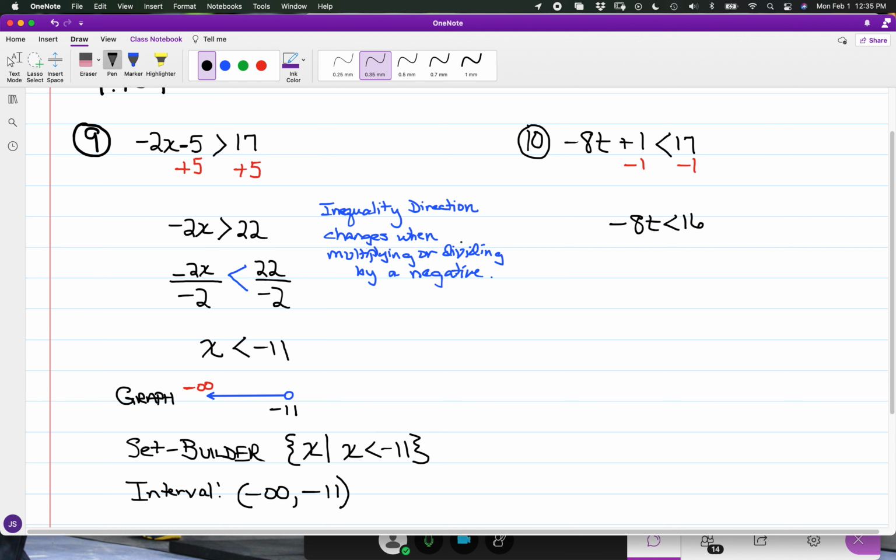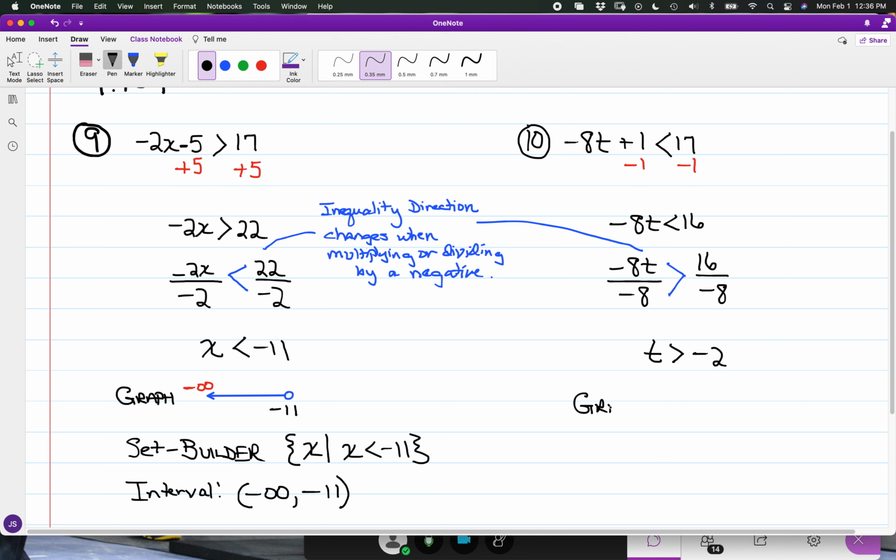Once again, the inequality direction is going to change as I convert negative 8t to t only. This time we're changing the direction from less than to greater than. To re-emphasize, we have changes in the inequality direction for both items because we had division by negatives. So on the left we now have the inequality solution in t to be t is greater than negative 2.